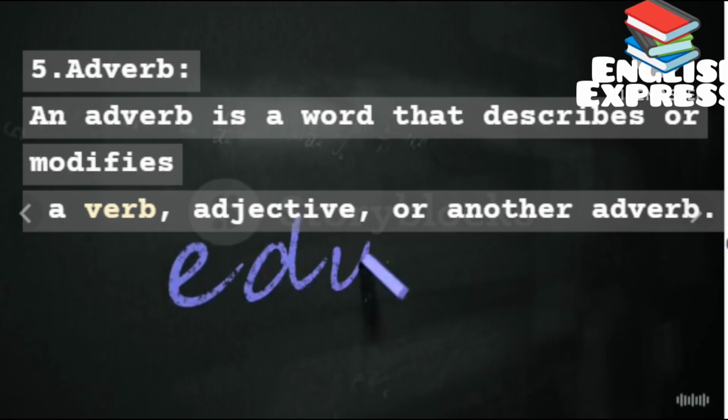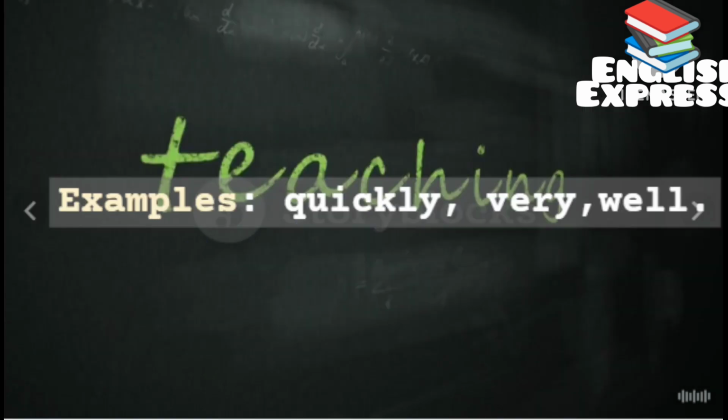Fifth one is adverb. An adverb is a word that describes or modifies a verb, adjective, or another adverb. For examples, quickly, very, well.